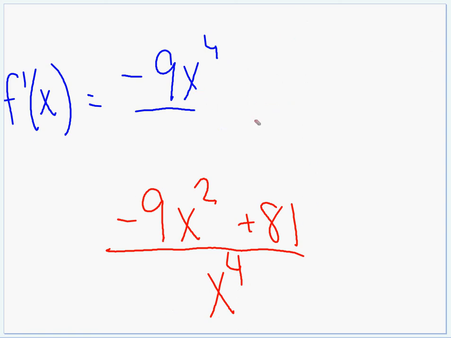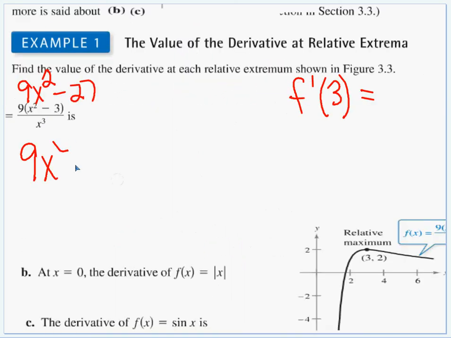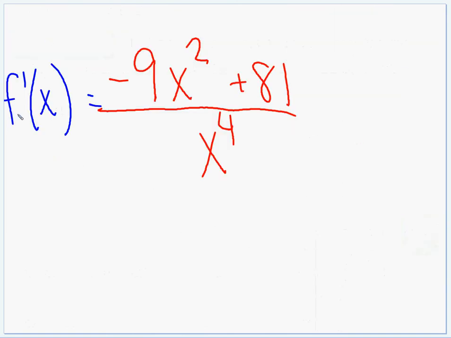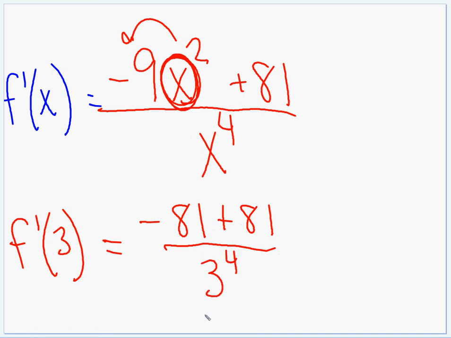Now if I click back one slide, remember we were trying to find f prime at 3. So f prime at 3, we're going to plug in a 3 for this x. And when we square 3, that's going to become a 9. 9 times the negative 9 is negative 81 plus 81 over, downstairs would be 3 to the 4th. Now all the important stuff is happening in the numerator. If we add up our terms in the numerator, we get 0 divided by 81, and 0 divided by anything is 0. Is that answer correct?